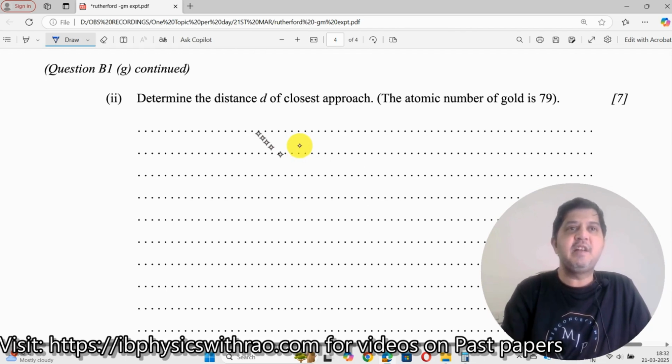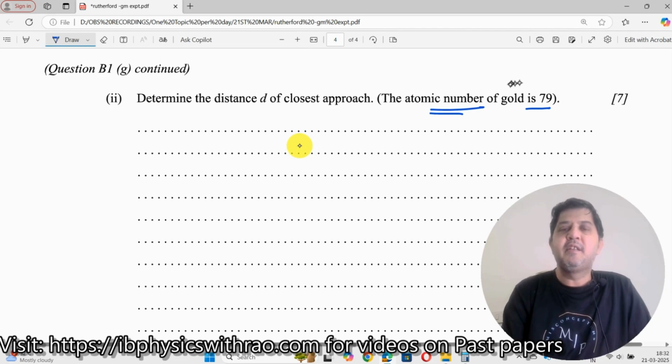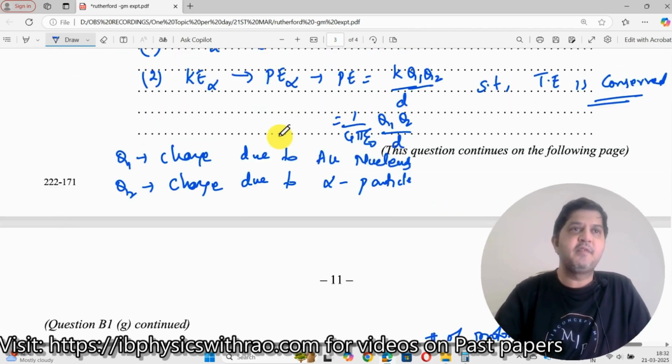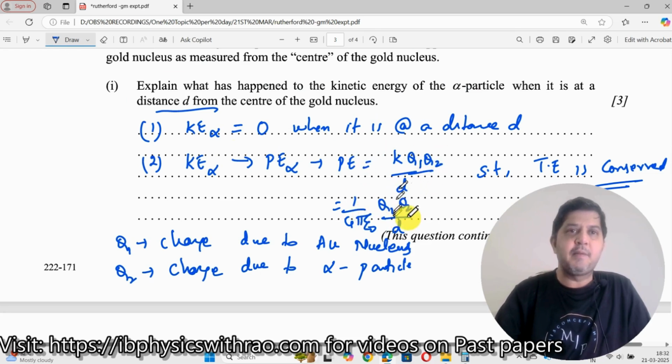Now let us move on to the last part of it. Determine the distance d of the closest approach. Atomic number of the gold is 79. What do you mean by atomic number? Number of protons is equal to 79. This is known to you. Now what we need to do? We will apply this formula, right? This formula will apply.